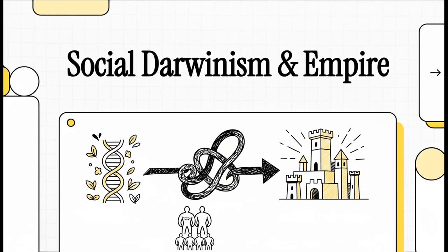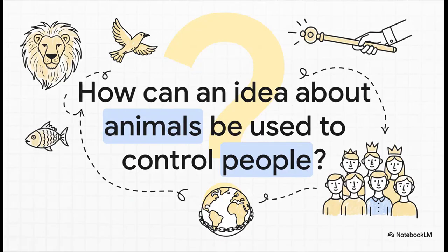Have you ever wondered how a scientific idea, something about birds and tortoises, could be twisted and used as a reason for one country to take over another? Well, that's exactly what we're going to break down today. Let's get into it. It seems like a wild question, right?